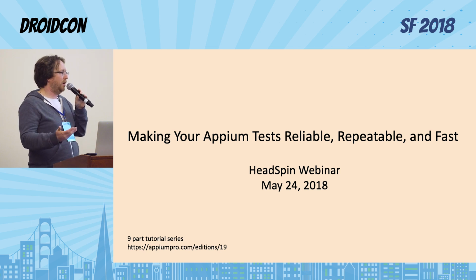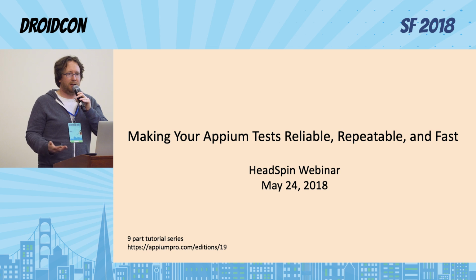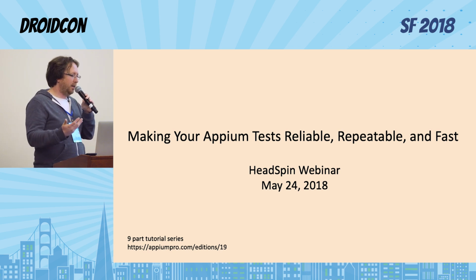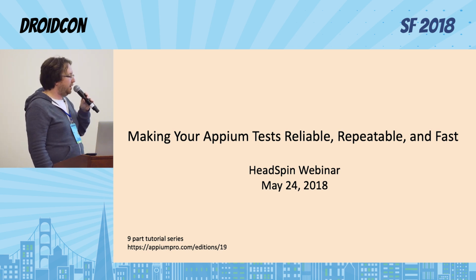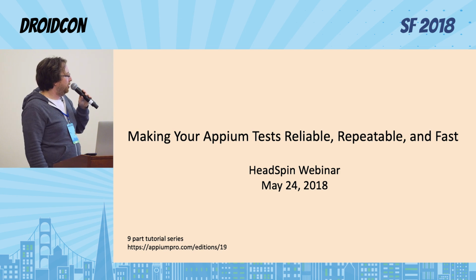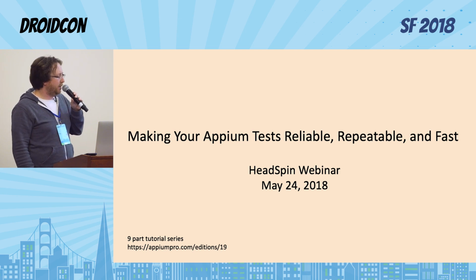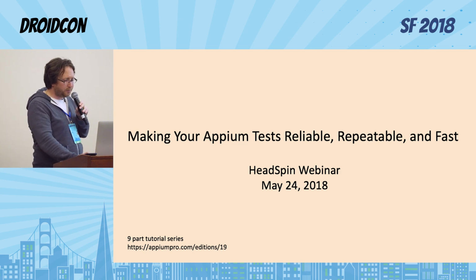How to start really thinking about real world automation using real devices. How to get real data from automation, and you can find that on this Appium Pro link down there. That's the first of the 9 series.